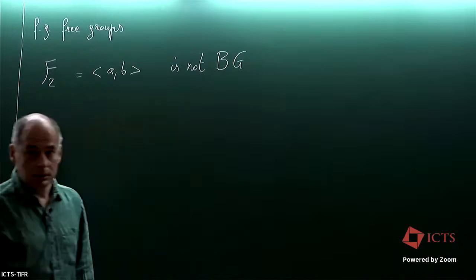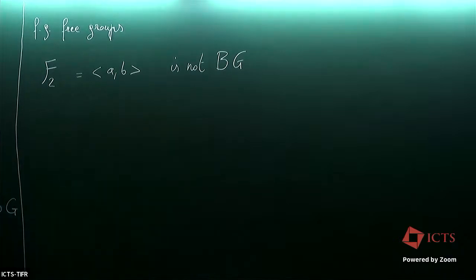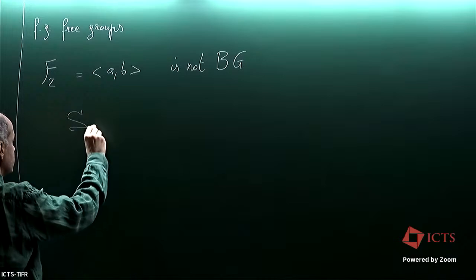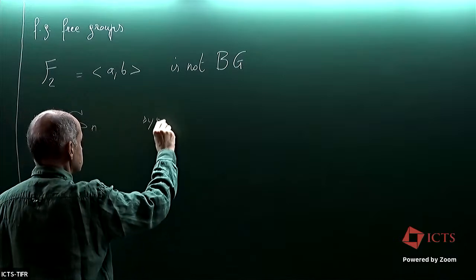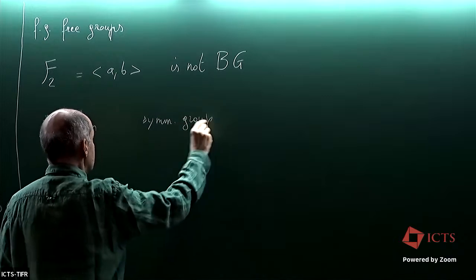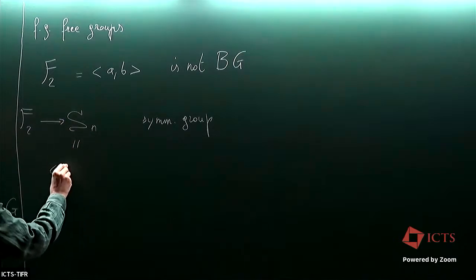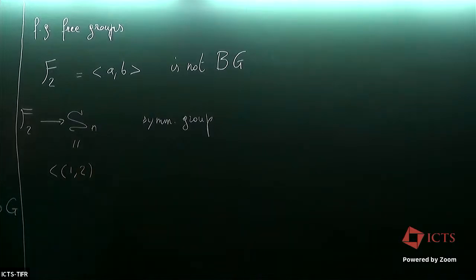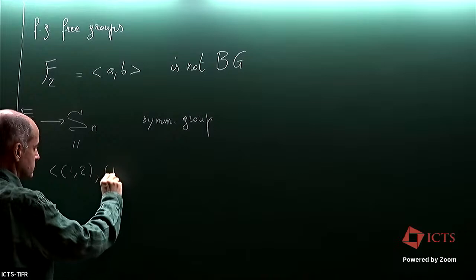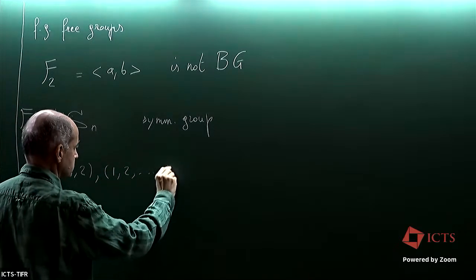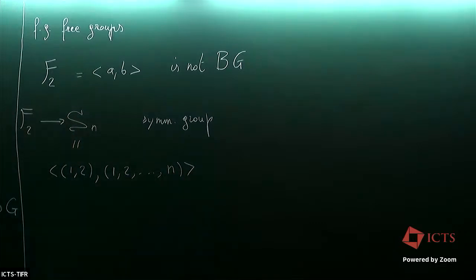So the crucial point is proving that this group is not boundedly generated. The idea is to observe that each symmetric group S_n is a quotient of F_2, because it's generated by, for instance, the transposition (1 2) and the n-cycle. And of course, S_n is boundedly generated because it's finite.